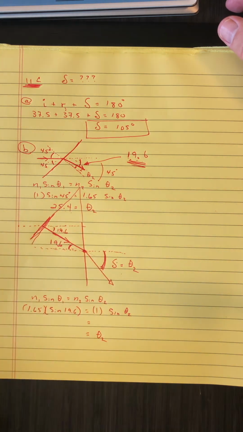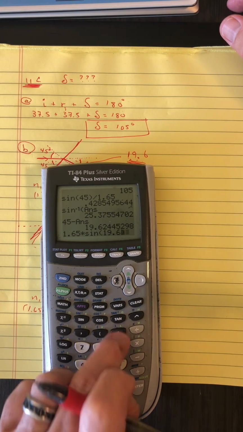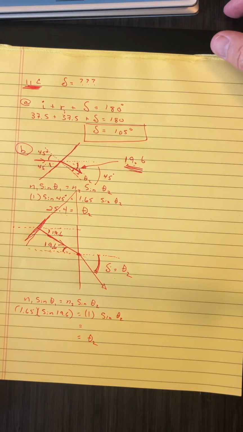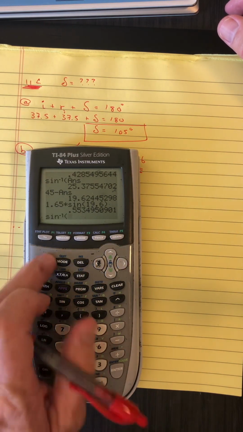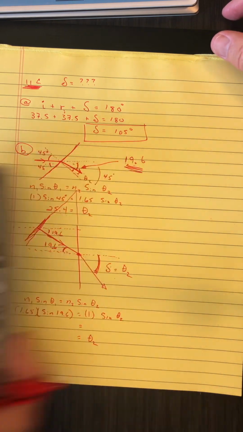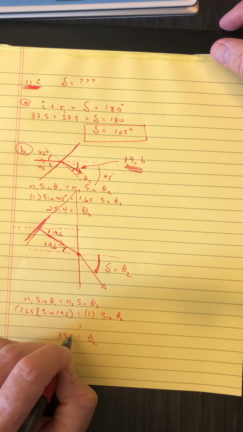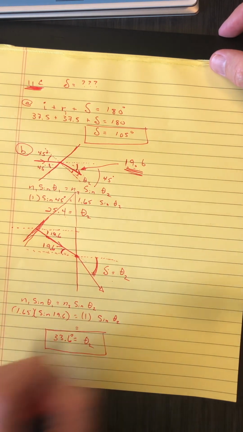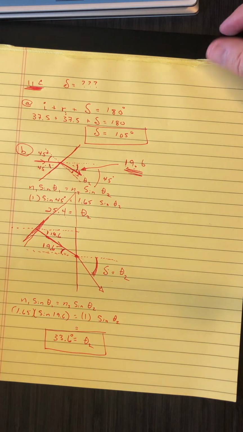I'm going to say this is 1.65 times sine of 19.6. Then technically divided by 1, which I won't do anything, and then inverse or arc sine gives me an angle of 33.6 degrees. Yay! And that's it. And again, hopefully that one went well for you.